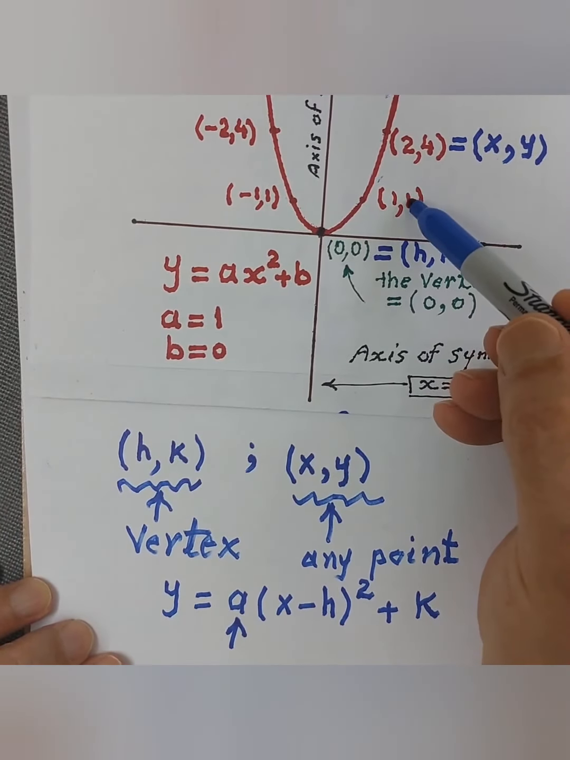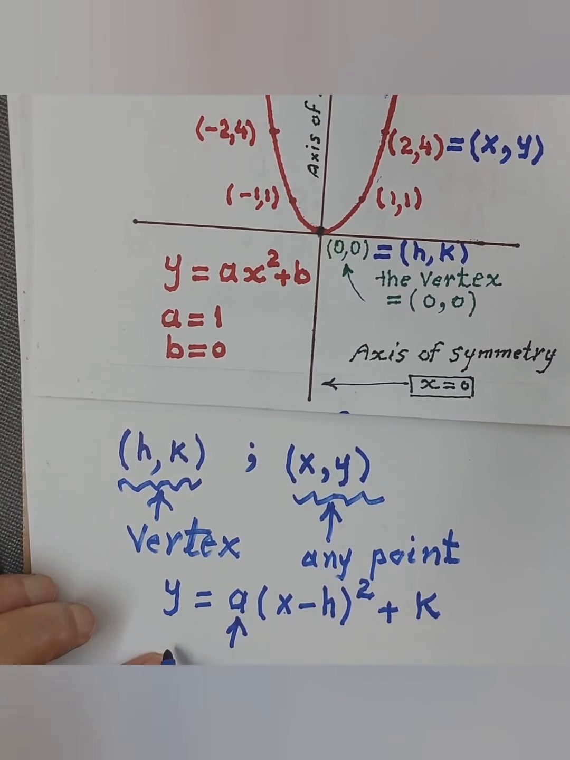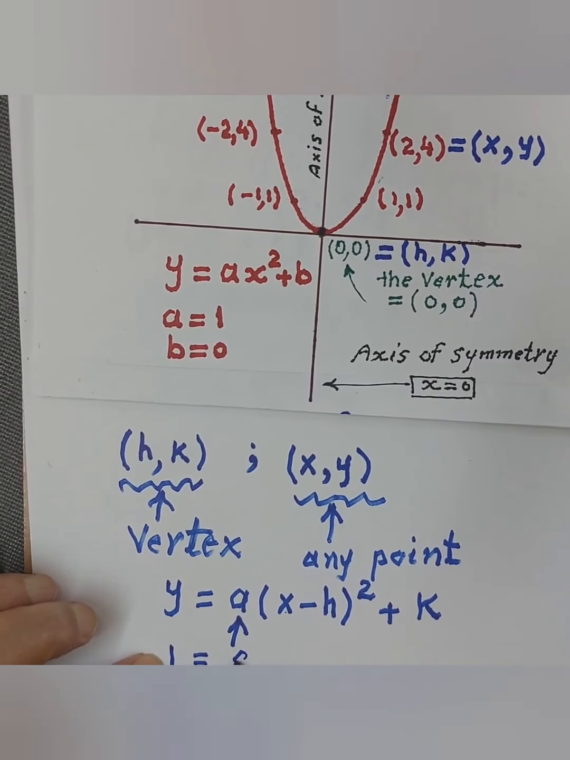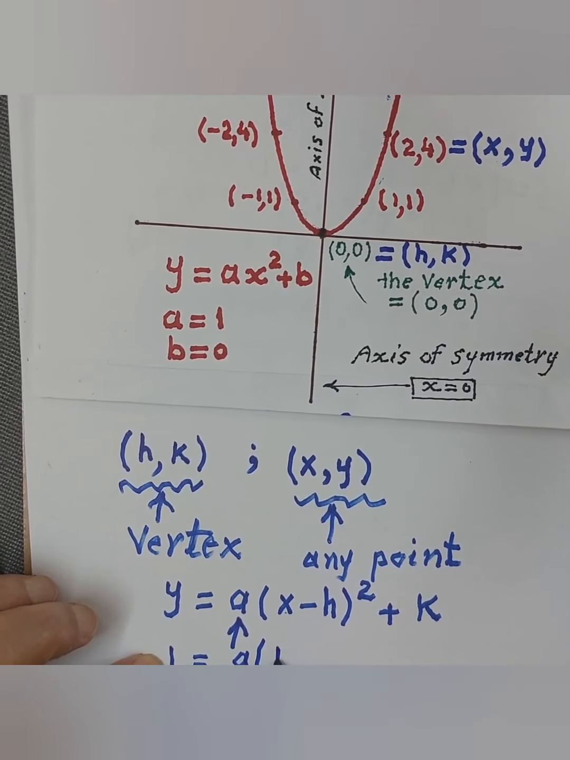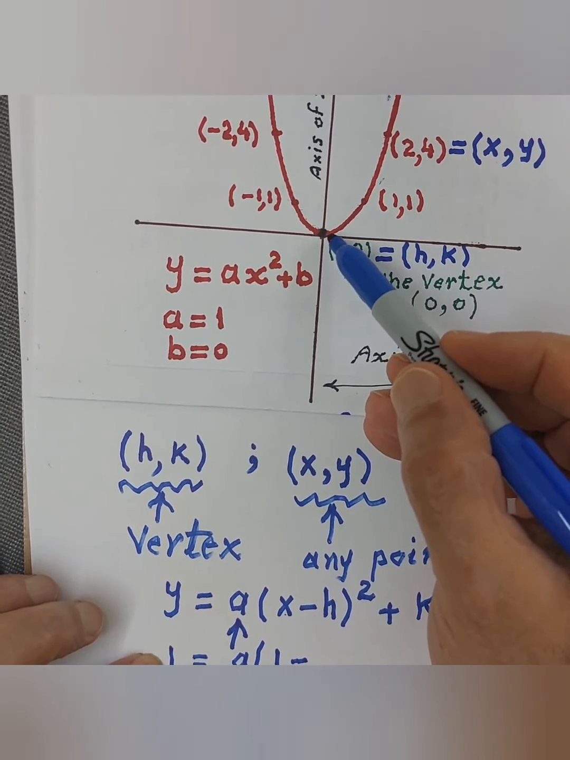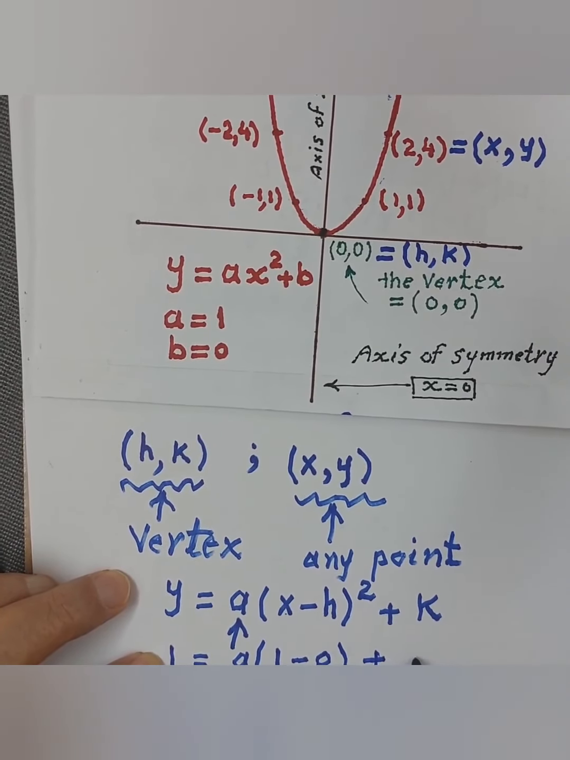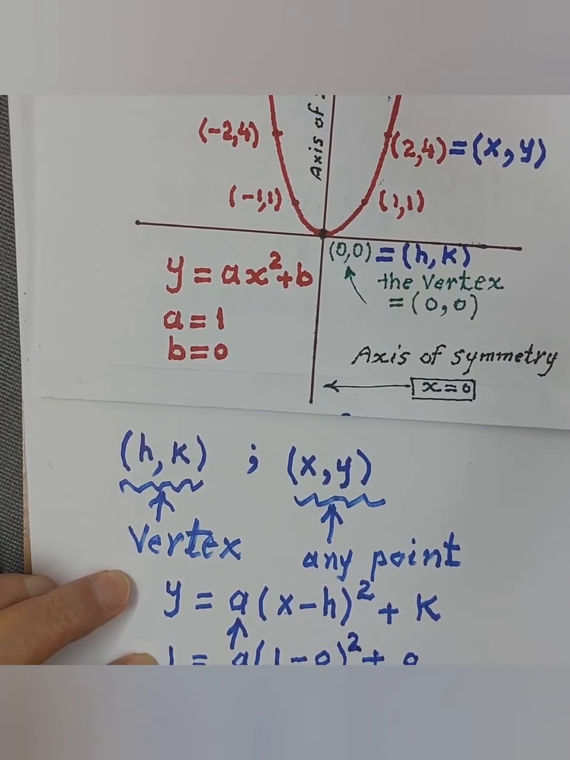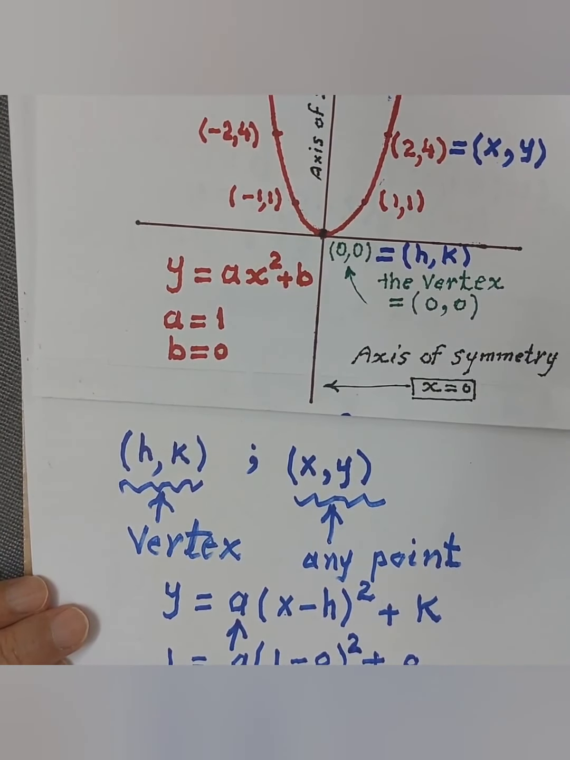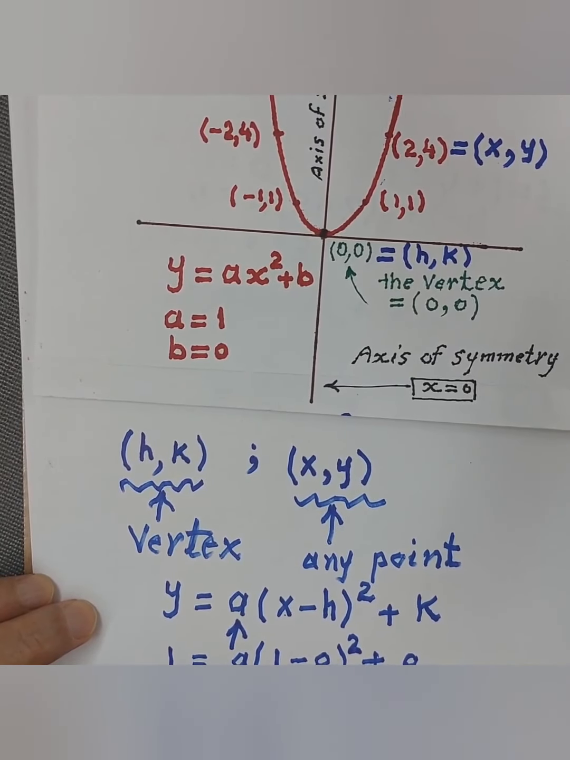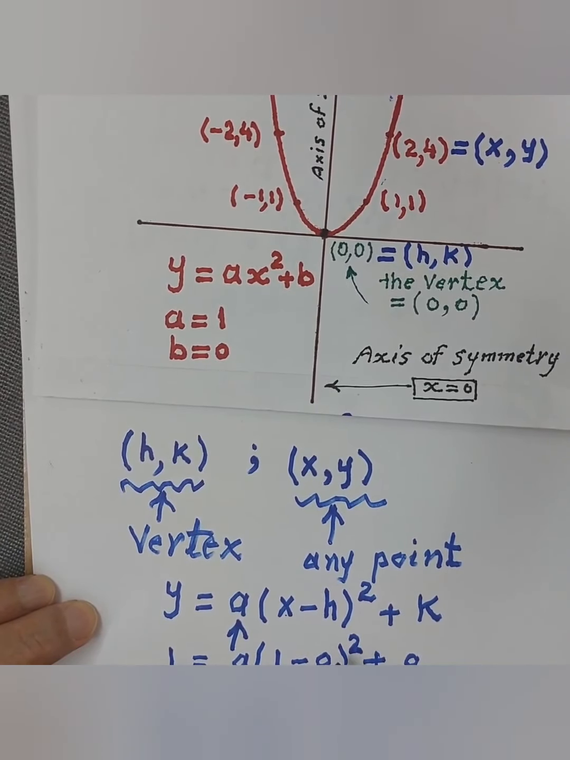So if we take 1, 1 instead of x and y, so here 1 is equal A, and 1 instead of x also, minus h and k, which are the vertex point, here 0 and 0. So we write 0 instead of h and 0 instead of k, and a square here. Then here 1 is equal to this, and inside the brackets is 1. 1 minus 0, that means 1. 1 squared, that means 1 also, times A, that means A. Plus 0, that means A is equal 1.